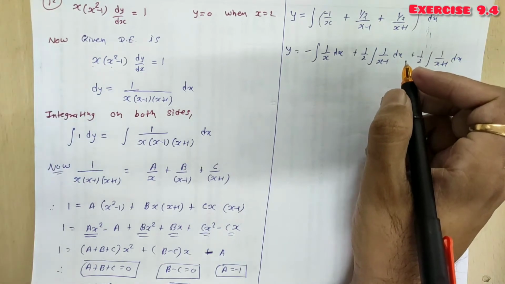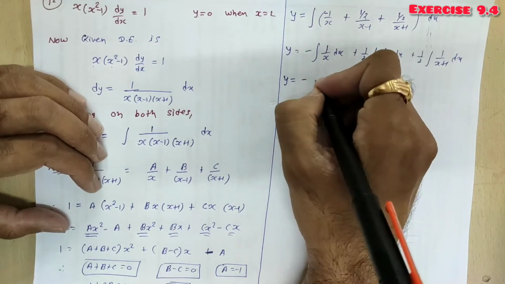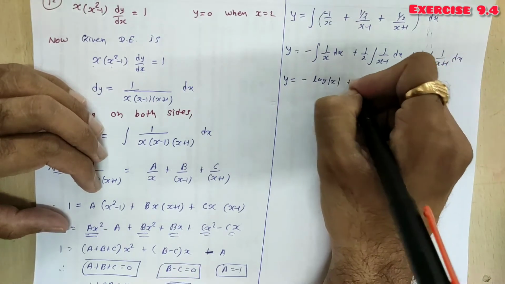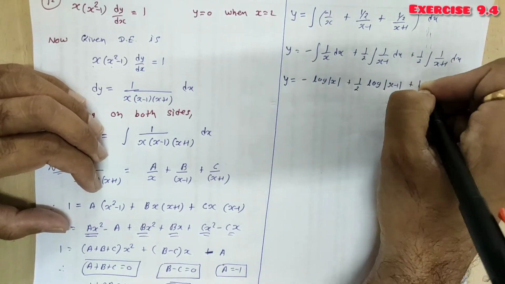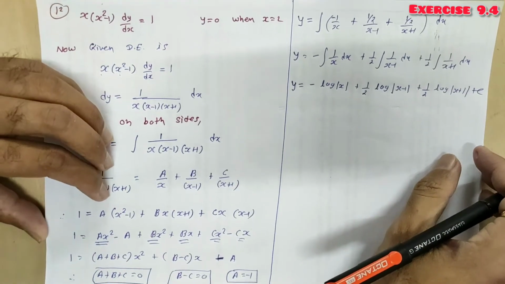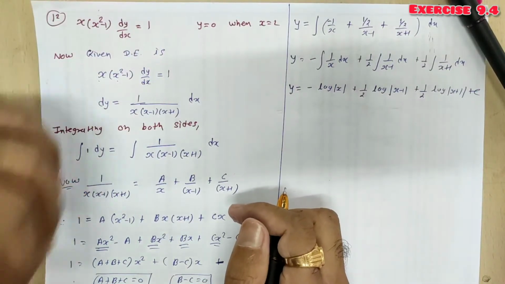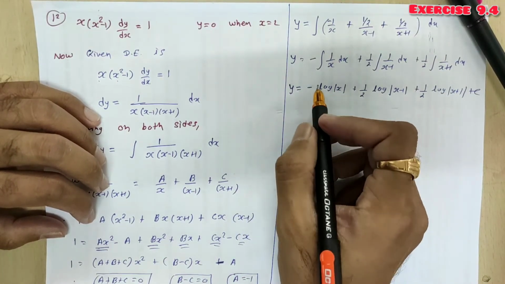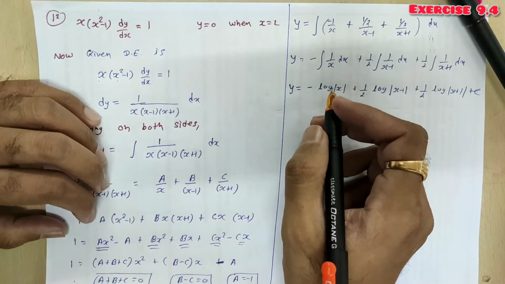So here this one is y equal to minus log mod x plus 1 by 2 log mod x minus 1 plus 1 by 2 log mod x plus 1 plus integration constant c. Done. So now minus log x is there. First we remove this mod. So taking 1 by 2 and taking this numerator 2 into power. So it's a minus 1 by 2 x square.